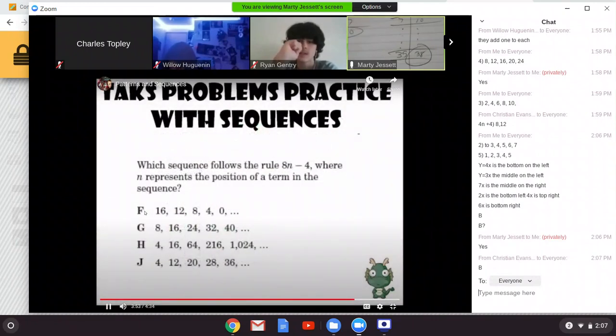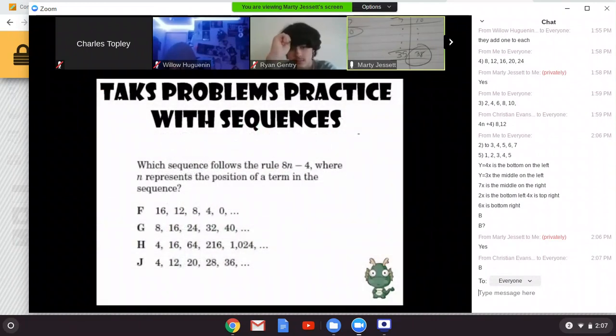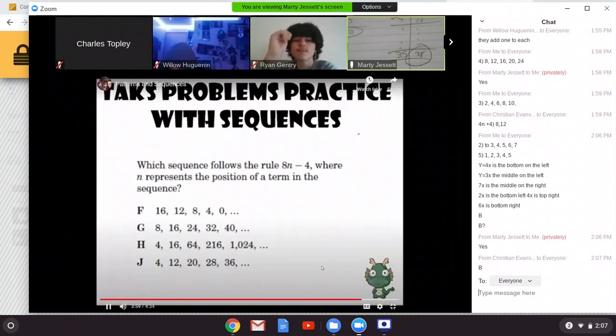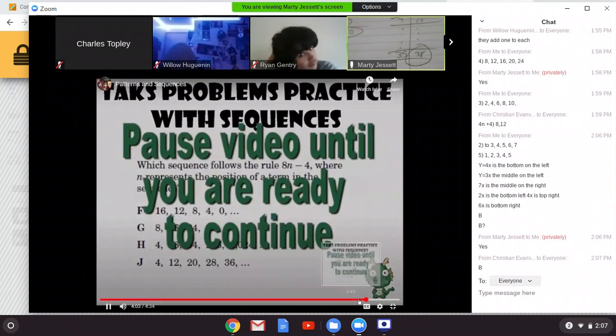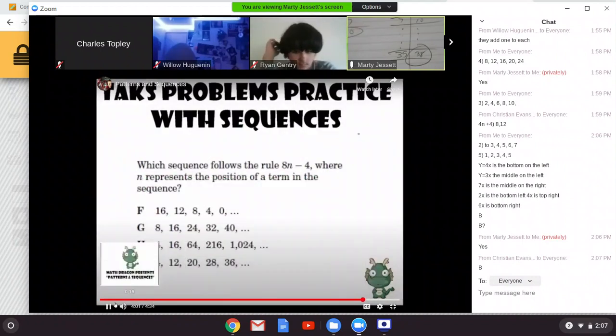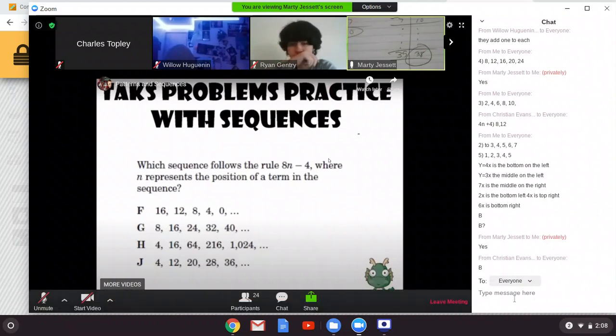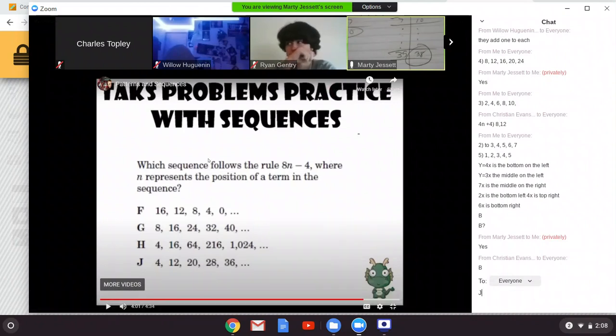Got one more here. Which sequence follows the rule 8n minus 4, where n represents the position of a term in the sequence? Okay, so there's the rule. Which one of these is the right sequence for that rule? F, G, H, or J?